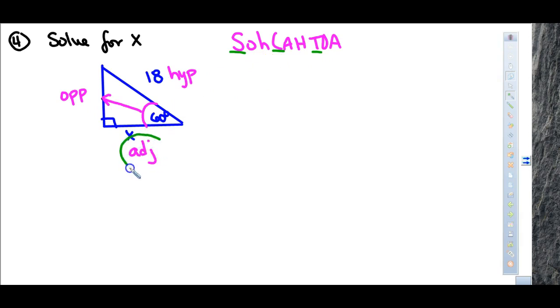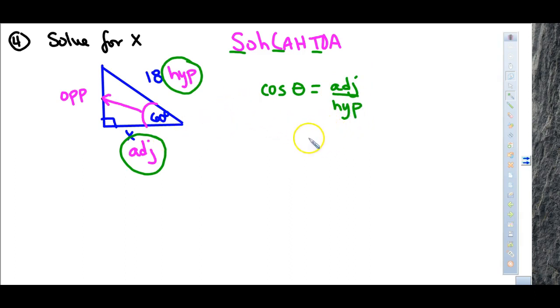Well, x is the adjacent side, and we know the hypotenuse. Which trig function uses those 2 sides? Cosine. So I'm going to use cosine theta is equal to adjacent over hypotenuse so that I can figure out what x is. And I'm just going to plug in the stuff that I know. I know my angle, theta, that's 60 degrees. My adjacent side is x, and my hypotenuse is 18. So there's my equation that's going to tell me what x is.